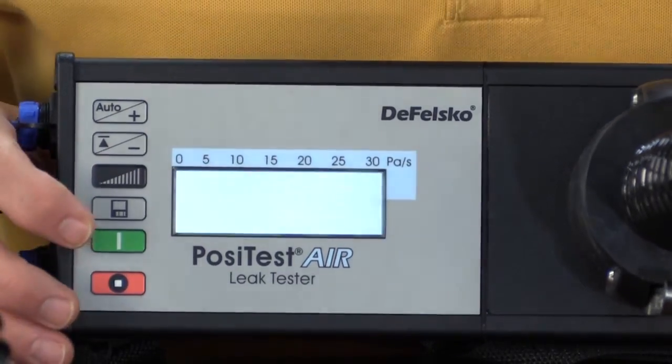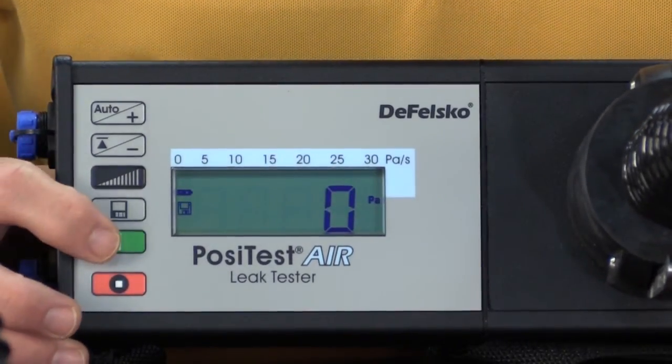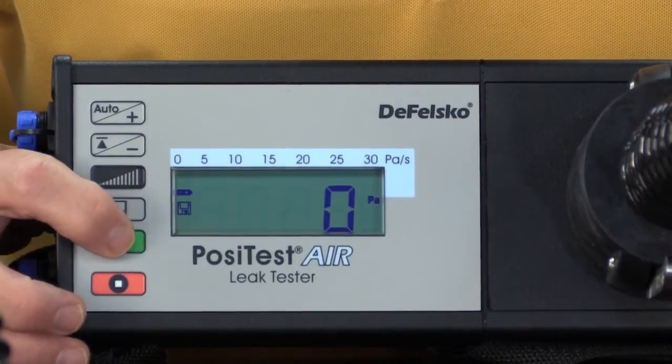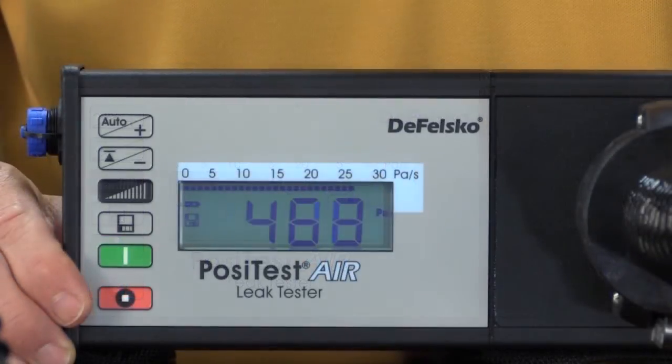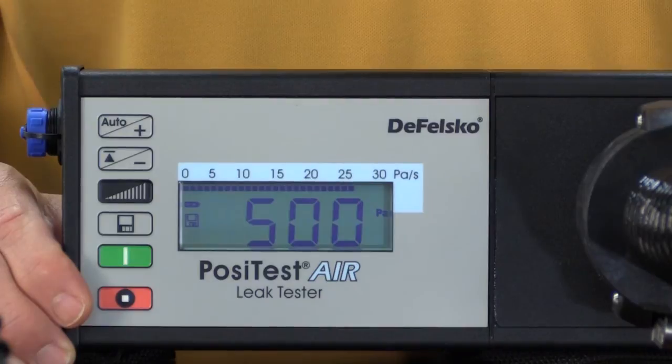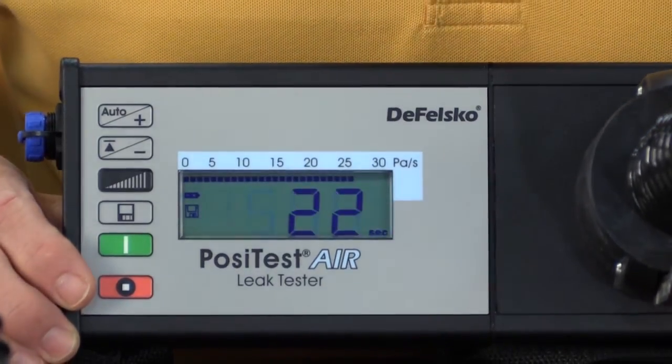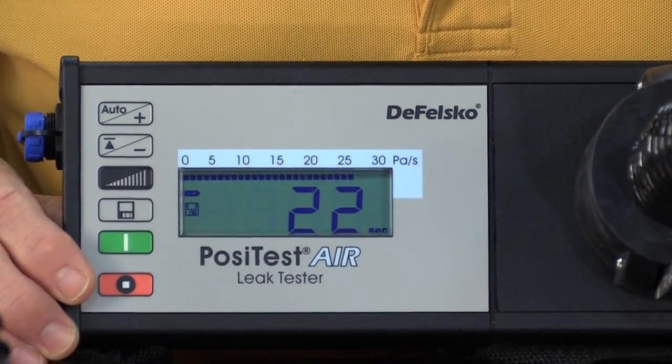Now to start the test, I push the green button once, press it again. The dome is in place and it's going to cycle up through to 500, which is what we had preset the value as. This shows you that the pressure was 500 pascals and the total test took 22 seconds.